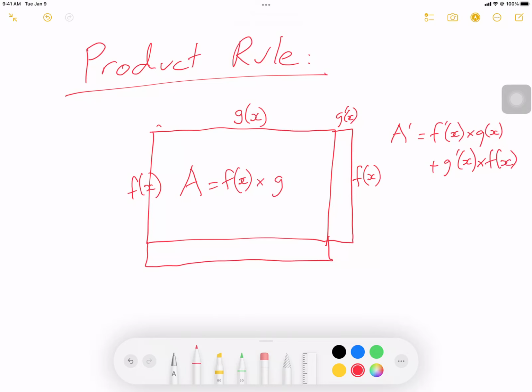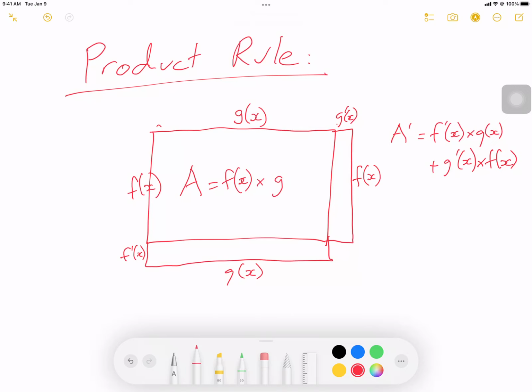And so I could also label this on here as F dashed of X, and this is G of X. So this is the original width times the change in the height plus the change in the width times the, well, sorry, this is actually the height, that was the length. But that's fine. Okay, so that's, as you can see, the formula that we have on our sheet.